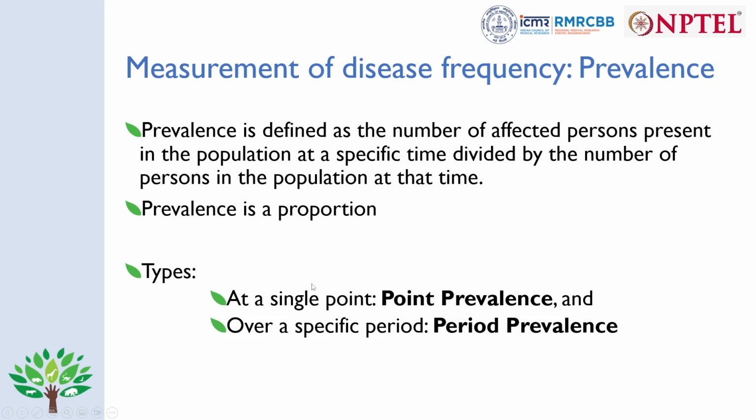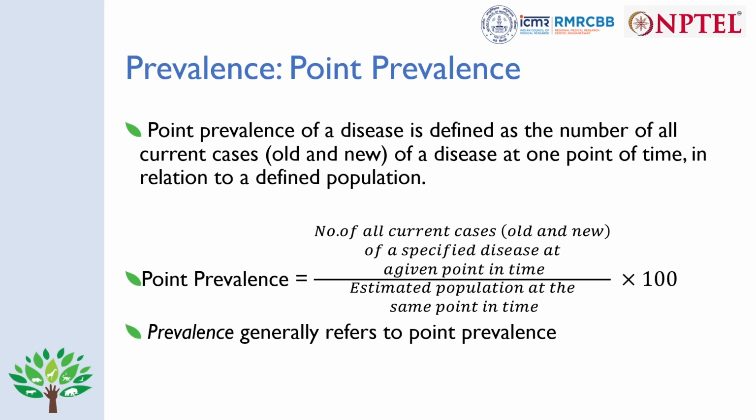So next is measurement of disease frequency, that is prevalence. Prevalence is defined as the number of affected persons present in the population at a specific time divided by the number of persons in the population at that time. So prevalence is a proportion. There are 2 types of prevalence, generally: point prevalence and period prevalence.